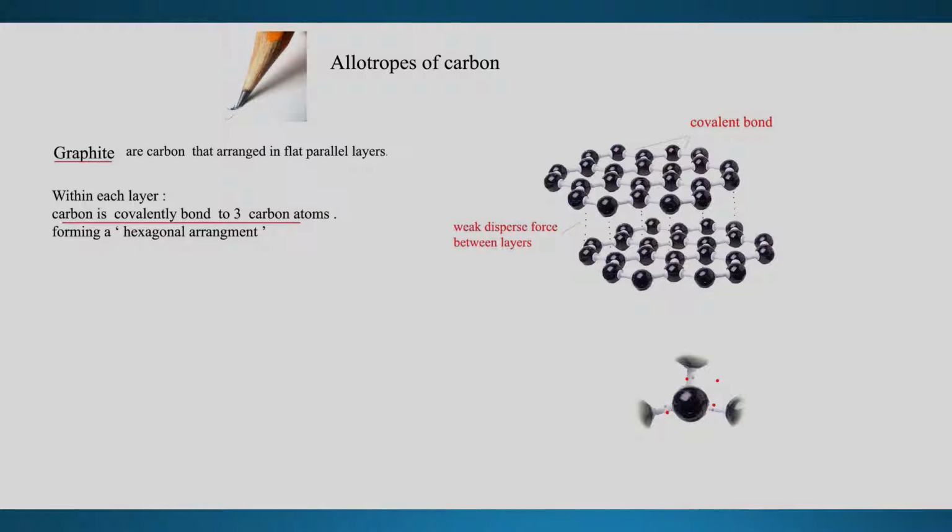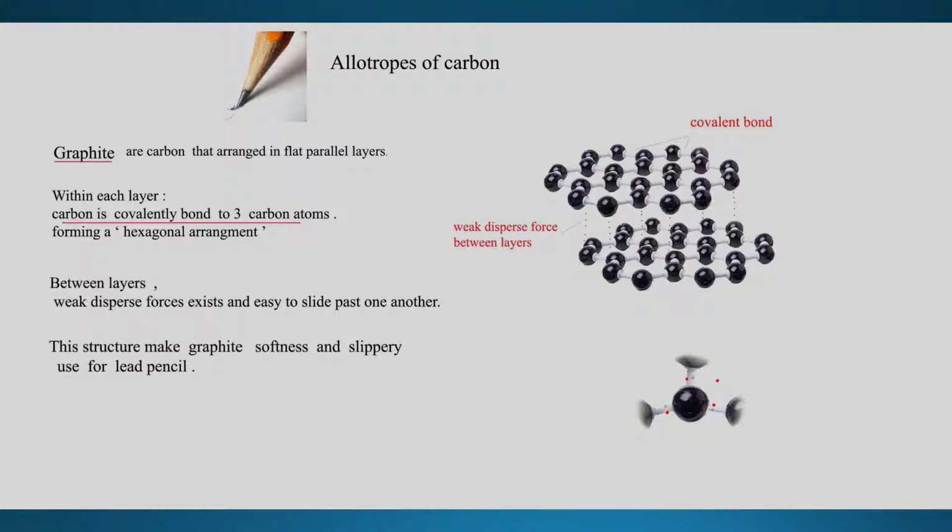But between one layer and another layer, it is a totally different story. That is a weak dispersion force. What is a weak dispersion force? It is a very weak force, so one sheet of carbon can easily slide past another sheet of carbon. Between layers there is a weak dispersion force, so they easily slide past one another. This makes graphite soft and slippery.